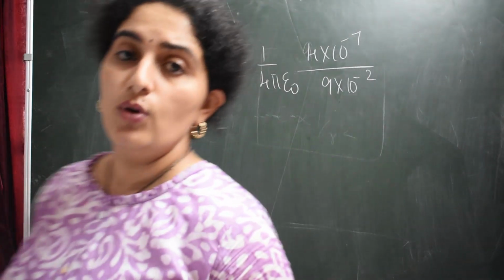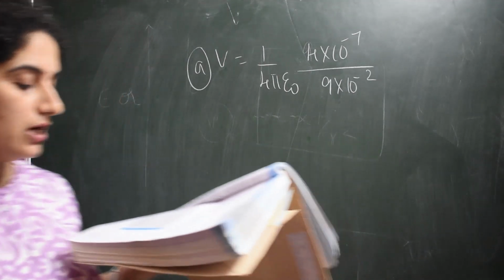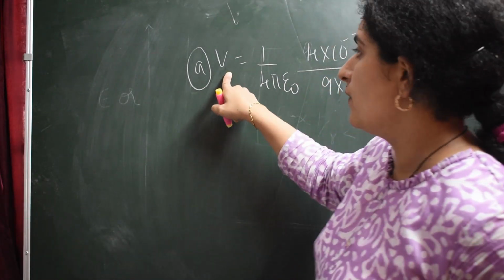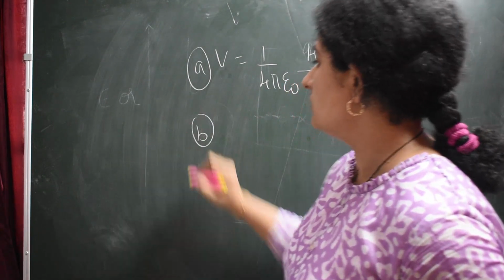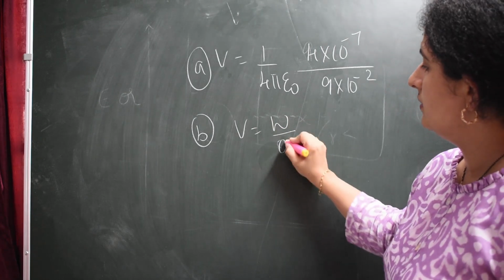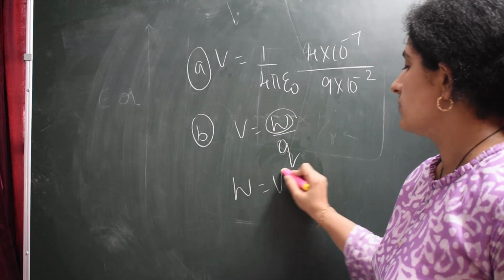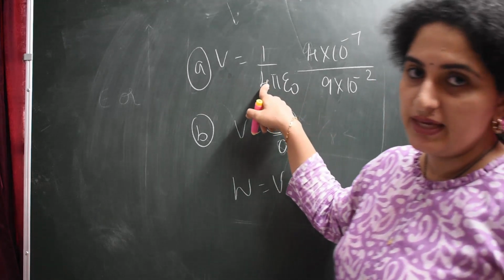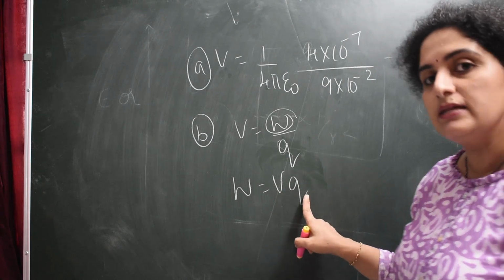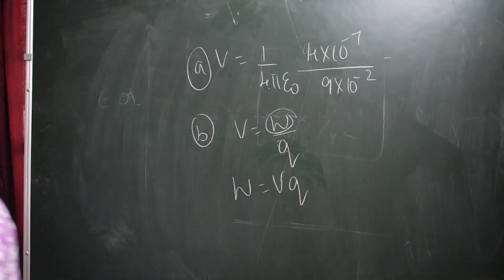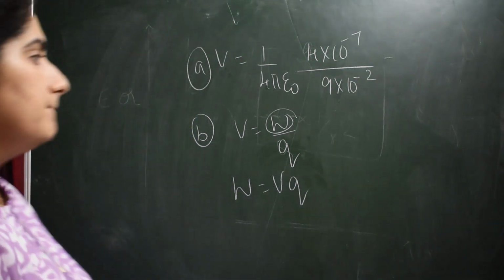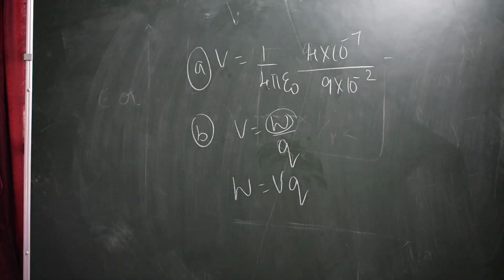And second part, you have to find out the work done in bringing the charge 2 into 10 raised to minus 9 coulomb from infinity to that point P. Once you have found out this V, then you can find out the work done, because we know V is equal to W by Q. So W will be equal to V into Q. Be careful with the calculation of V. Find out what value you get, substitute it and then multiply with the 2 into 10 raised to minus 9. Does the answer depend on the path along which the charge is brought? No, it is not dependent on the path taken. It is only dependent on the initial and the final position.